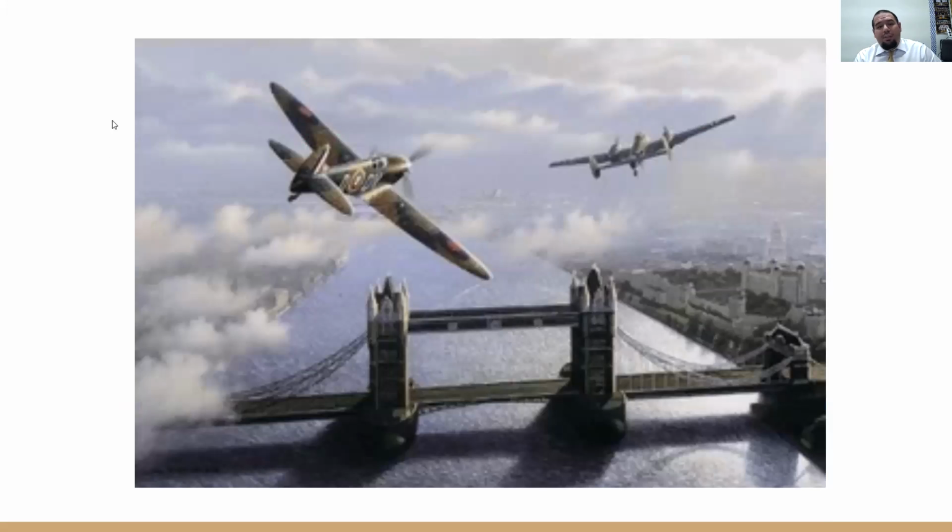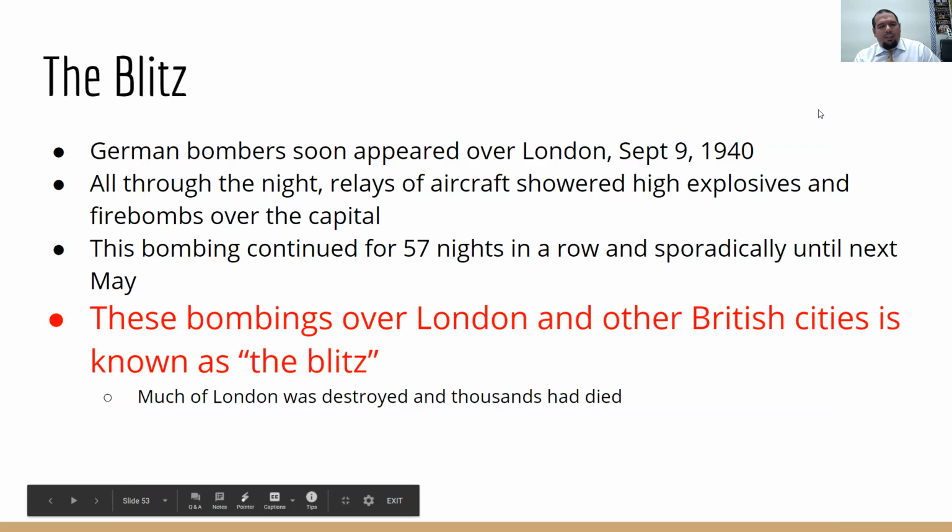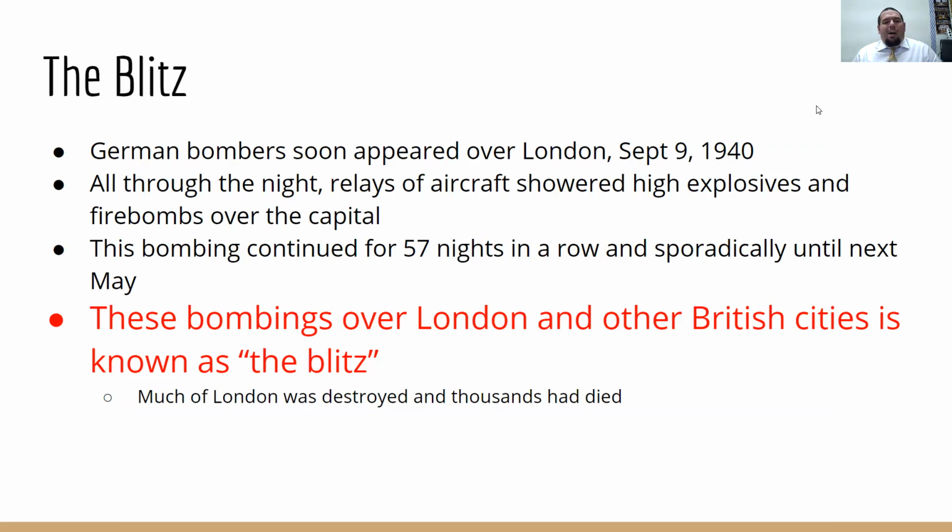Okay, here's a picture of a German Luftwaffe plane, and this is London. This is the London Bridge is falling down, falling down, falling down. The Blitz: German bombers soon appeared over London on September 9th, 1940. So basically a year after the war started, France is already taken care of, and England's getting attacked.